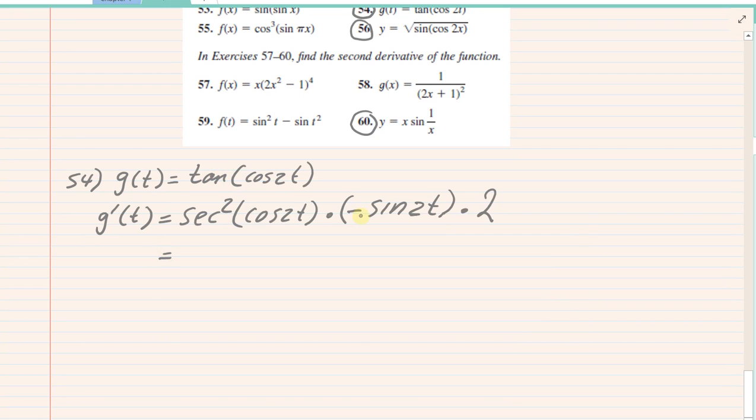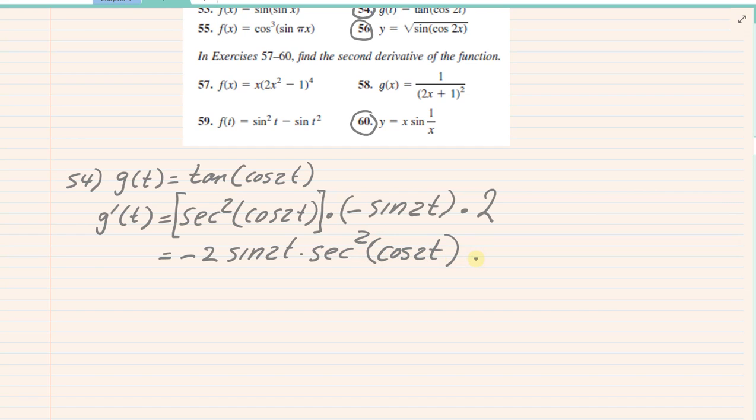So this is going to be negative 2 sine 2t cosine 2t times, oh, I'm sorry, I made a big mistake myself. Let me just show you where I went wrong. There you go. That's the argument. Again, cosine 2t is the argument of secant, so don't make my mistake. Don't multiply them. And that's secant squared of cosine 2t. And there you go. We're done with number 54. Negative 2 sine 2t secant squared cosine 2t.